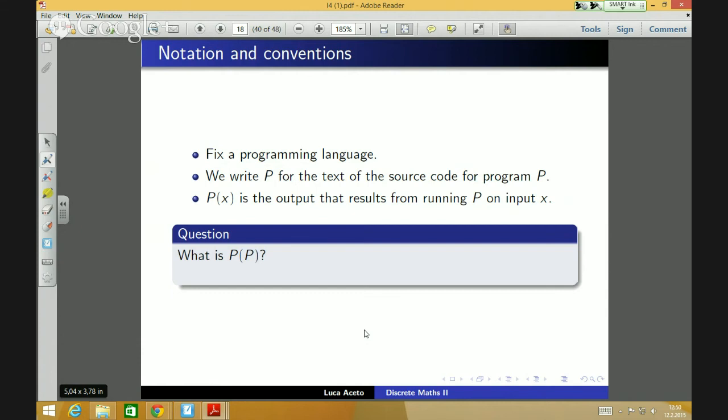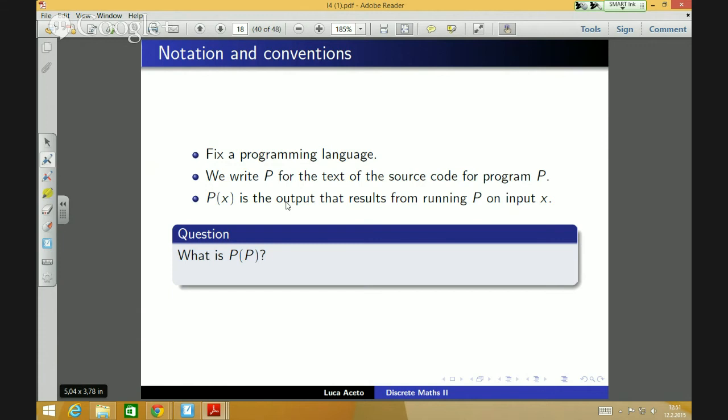Now, fix a programming language of your choice. C++, yeah, that's the one and only, isn't it? In fact, it's not the one and only, it's the only one you typically see, at least here. Okay, so let's write P for the source code of the program P. You mean the string that tells you what the program P is. It's a string. Let's assume that P only has one input, just for the sake of it. And P of X is the output that results from running the program P on input X. And let's assume that this program takes strings as input.